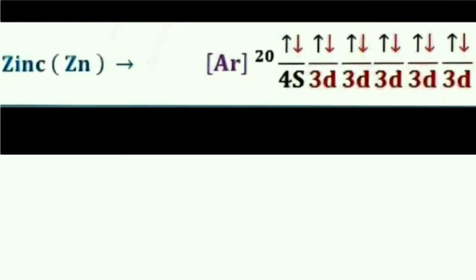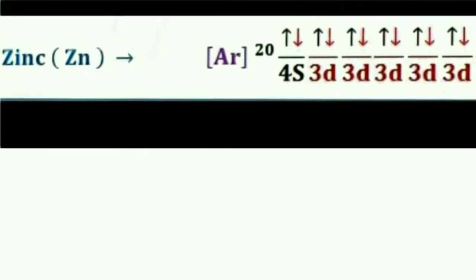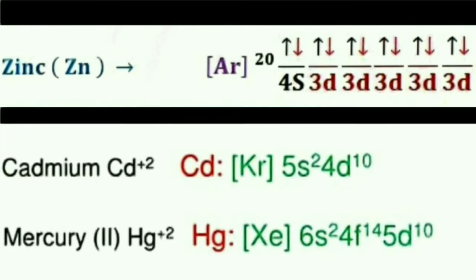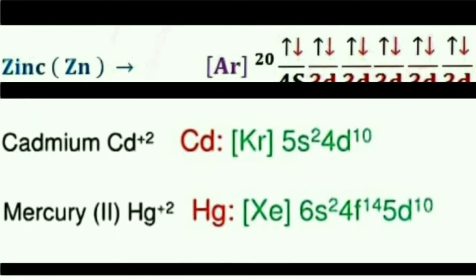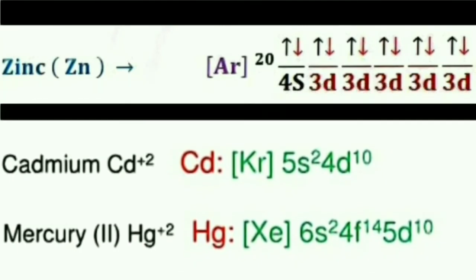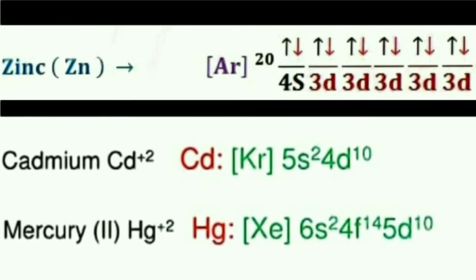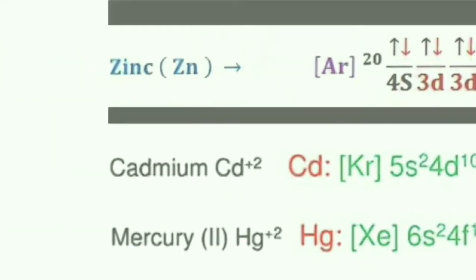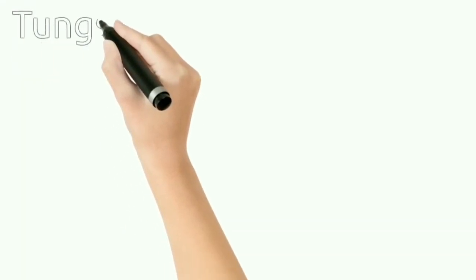You can see the electronic configuration of zinc here: 3d10 4s2, with the argon configuration. Next you have cadmium and mercury. Cadmium has the krypton configuration, 4d10 5s2. Mercury has the xenon configuration, 5d10 6s2, with 4f14. All of them have completely filled d orbitals.